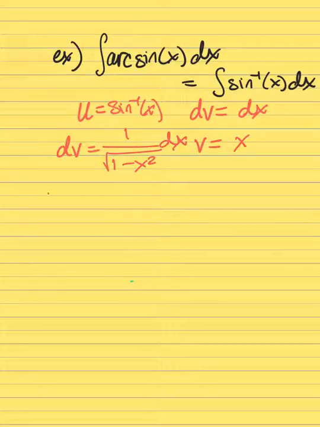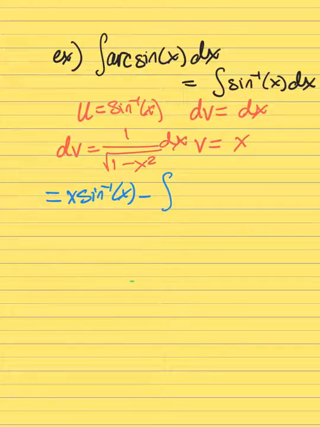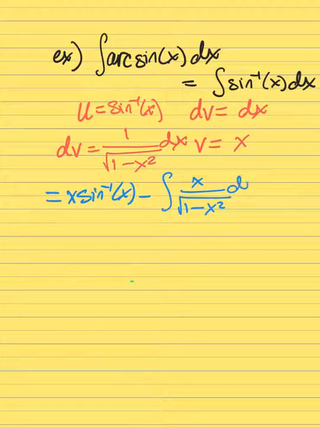So now putting it together with integration by parts. U times v. So it's going to be x sine inverse of x, because that's part of my answer. Minus the integral of v du. Well, v is x over the square root of 1 minus x squared dx. Where that x on the top came from is x times 1 is x.